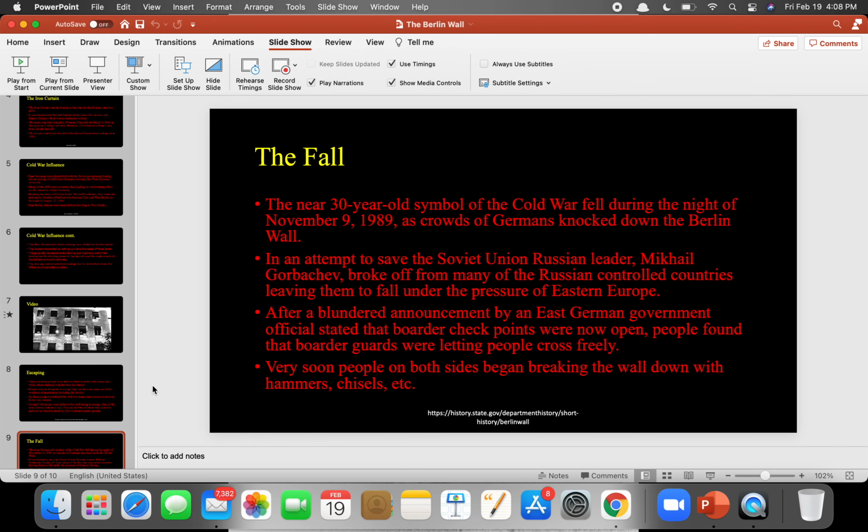The fall. The nearly 30-year-old symbol of the Cold War fell during the night of November 9th, 1989, as crowds of Germans knocked down the Berlin Wall. In an attempt to save the Soviet Union, Russian leader Mikhail Gorbachev broke off from many of the Russian-controlled countries, leaving them to fall under the pressure of Eastern Europe. After the blundered announcement by the East German government, officials stated that border checkpoints were now open and people found that border guards were letting people freely cross. Very soon, people on both sides began breaking the wall down with hammers, chisels, and more.